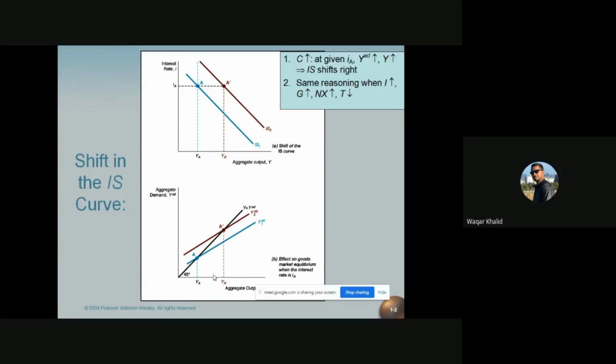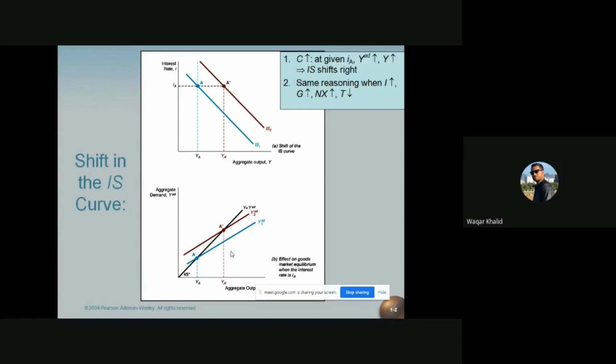So what is the result? It means we have a higher level of aggregate output because of this increase in government expenditures. The equilibrium level of output rises at any given level of interest rate, and the IS curve shifts to the right from the original position.